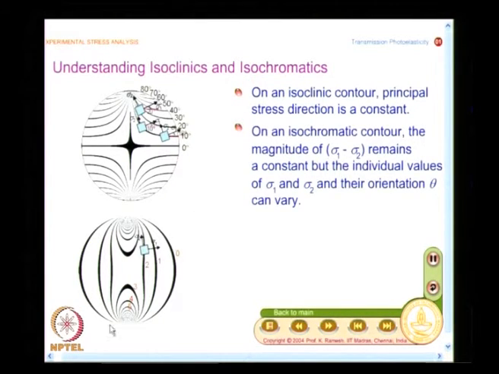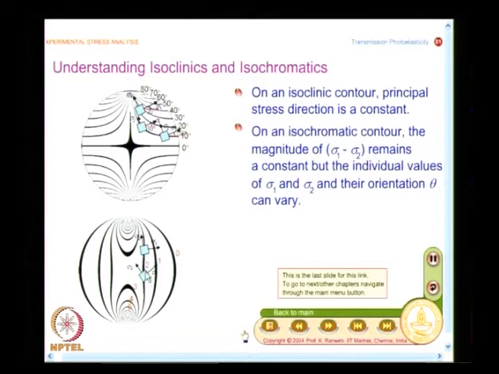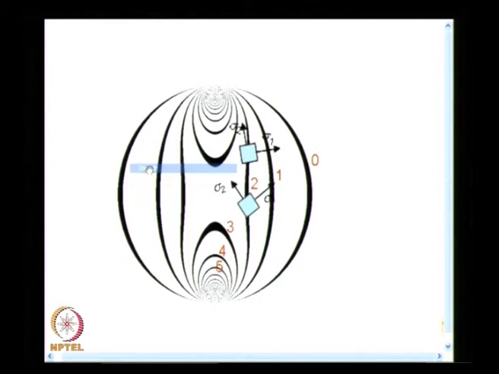These are the isochromatics, and what you have here is the direction may be different, but the difference of sigma 1 minus sigma 2 will remain the same on an isochromatic contour. So, that is the only difference. Direction will not remain the same here, direction will keep changing from point to point, but the difference of sigma 1 minus sigma 2 will remain the same. And this you can actually put on one of your earlier contours, you do not have to redraw this; you have one of the isochromatics, and on that you can put this information.